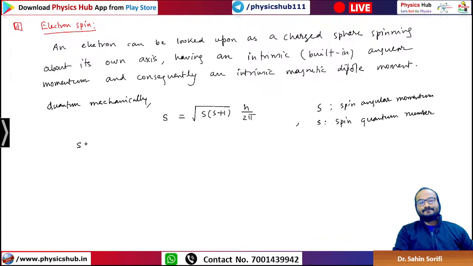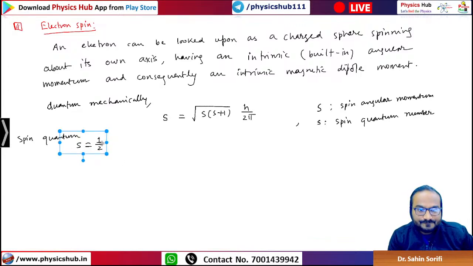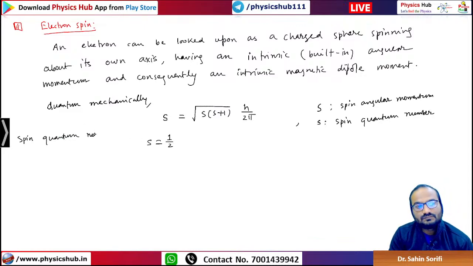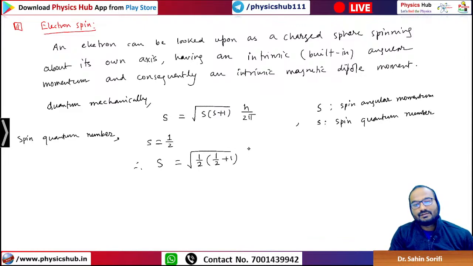Now, what is the spin value for an electron? Spin is half, fermion. Spin quantum number s is equal to half. So, what will be the capital S value? Root over half into half plus 1. Write it very carefully because these two S are looking same, but they are not same. Root over 3 by 2 h by 2 pi.